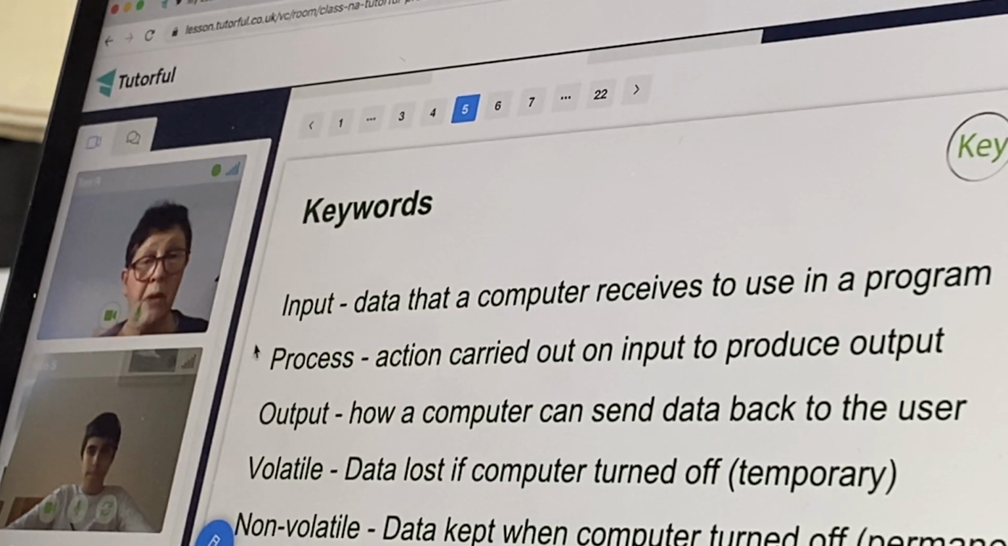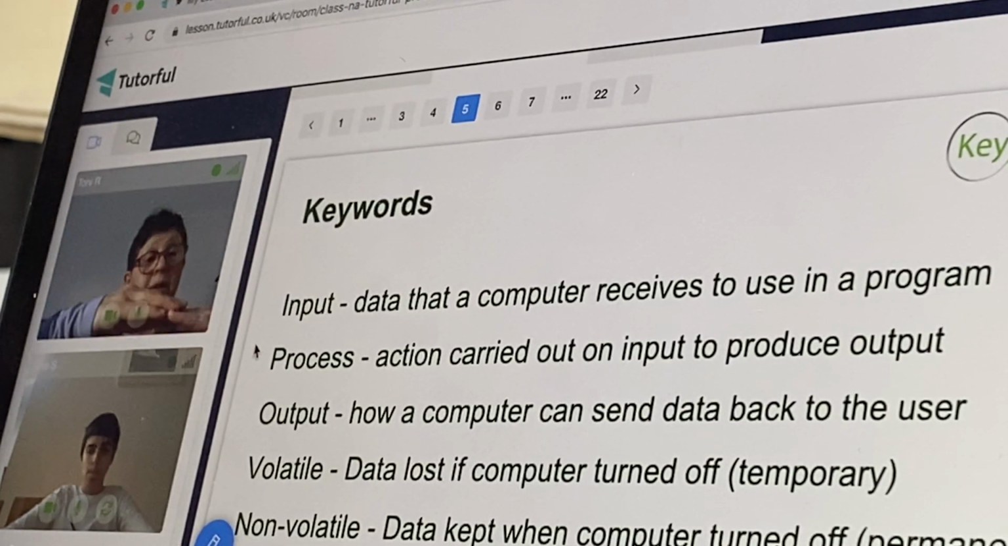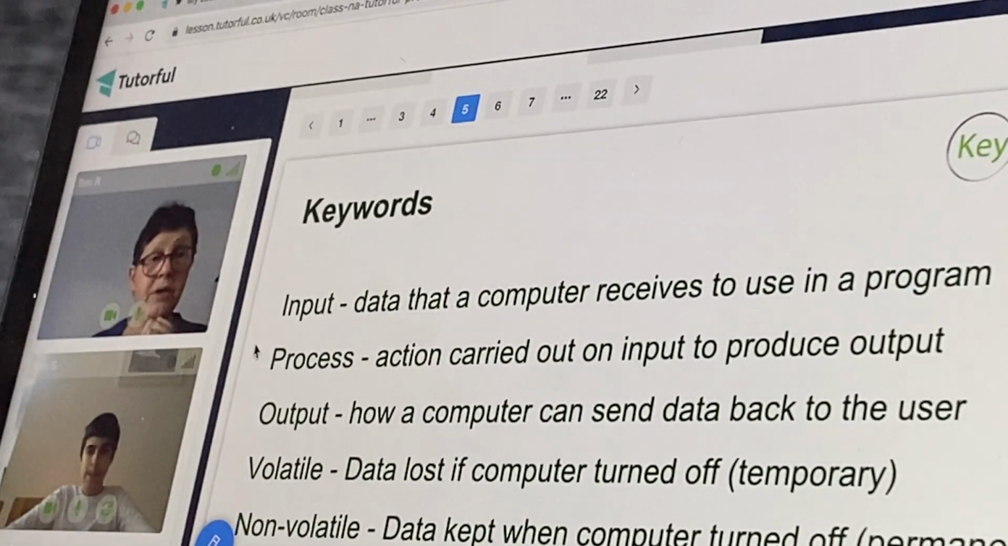So then this week we're looking at the processor. So basically the processor is looking at the instruction that you have put in and then trying to match it to a program so it can do what you want it to do.